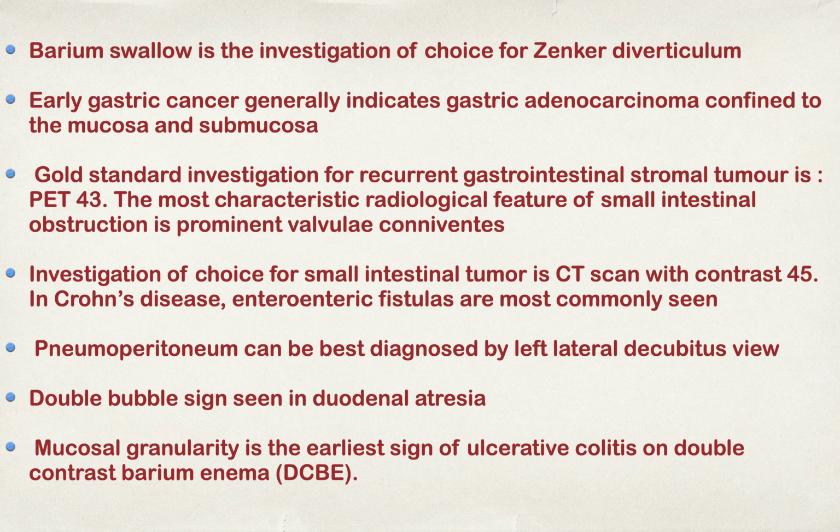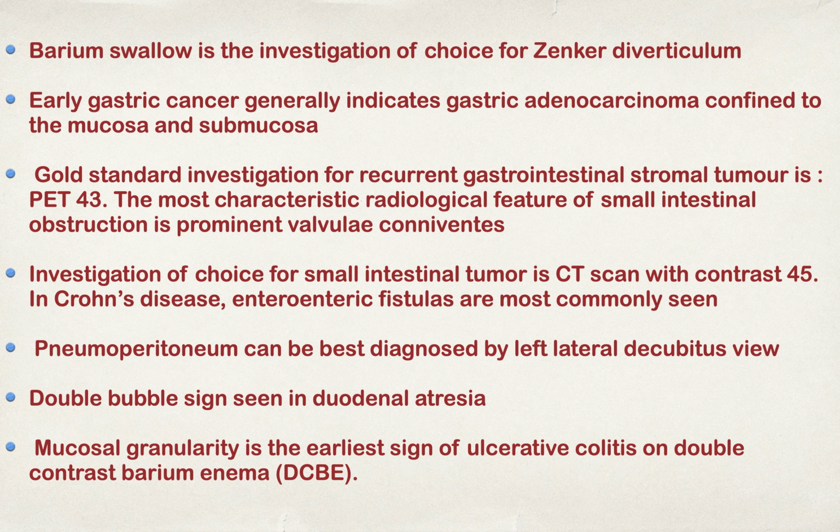And then, next, in Crohn's disease, enteroenteric fistulas are most commonly seen. So enteroenteric fistulas are most commonly seen in Crohn's disease. This is much asked. Now, pneumoperitoneum can be best diagnosed by left lateral decubitus view. This is a very important question. Now, double bubble sign is seen in duodenal atresia.